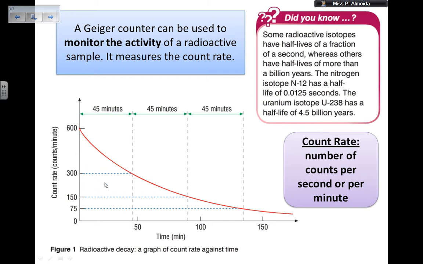So again, I got this graph and I got this "Did you know?" from AQA. So some radioactive isotopes have half-lives of a fraction of a second, while others have half-lives of more than 1 billion years. The nitrogen isotope N-12 has a half-life of 0.0125 seconds, and the uranium isotope 238 has a half-life of 4.5 billion years. So the graphs always look the same, and you always have the trend that each half-life, which is what this 45 minutes is going to be called, the count rate decreases by half.